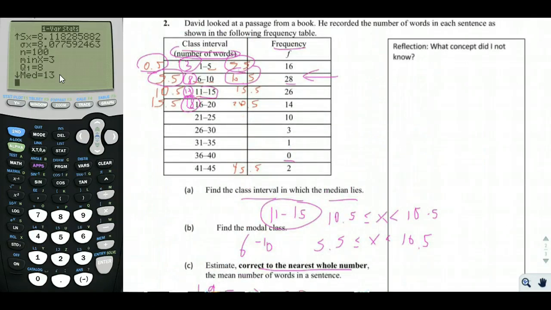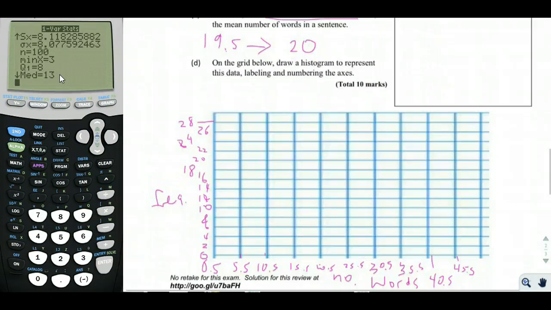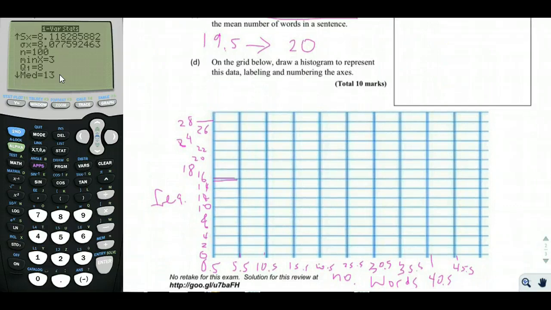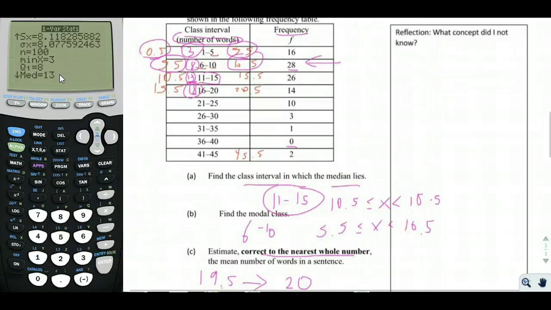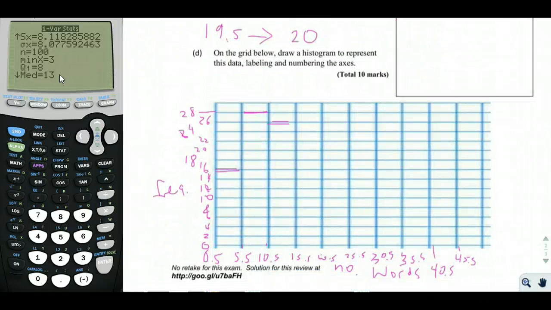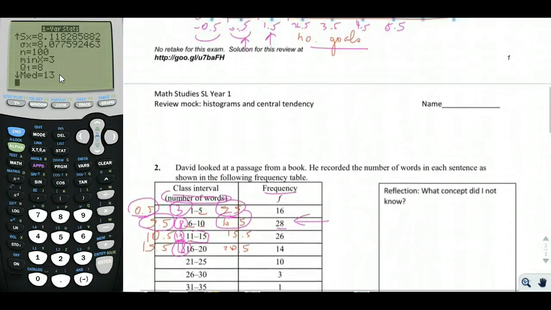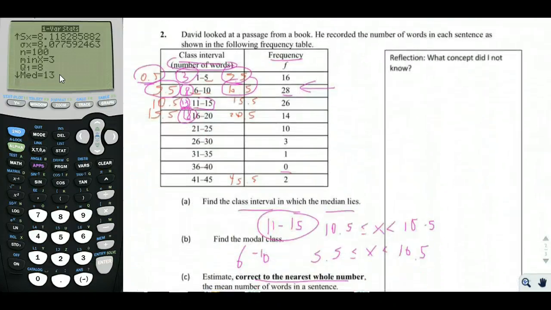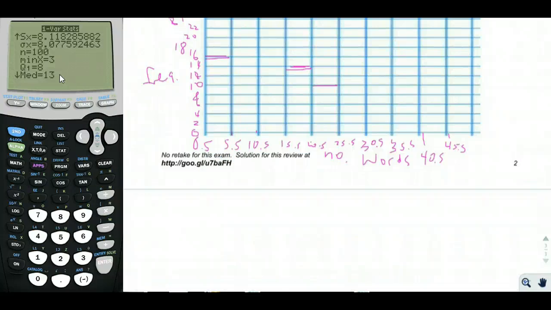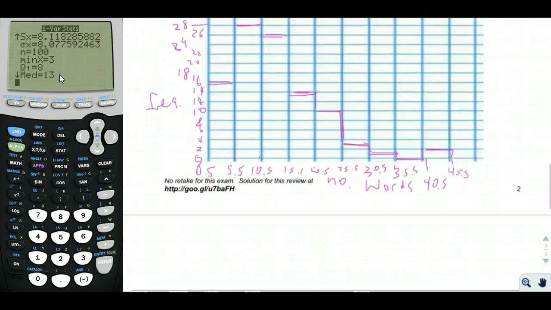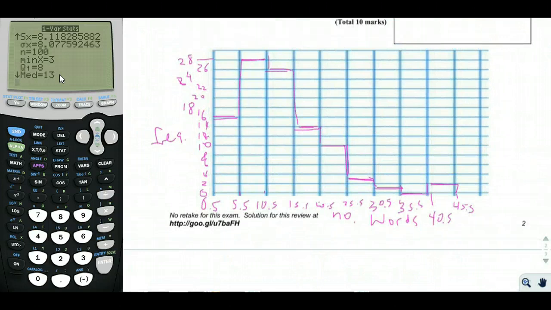Okay, and then let's just start writing down the values. So for the first interval, it would be 16, then 28, 26, 14, 10. The next values are going to be 3, 1, 0, and 2. So this is our histogram here. Okay?